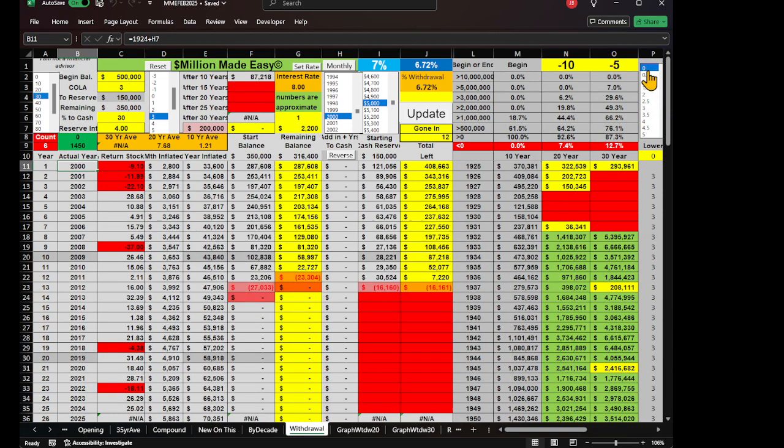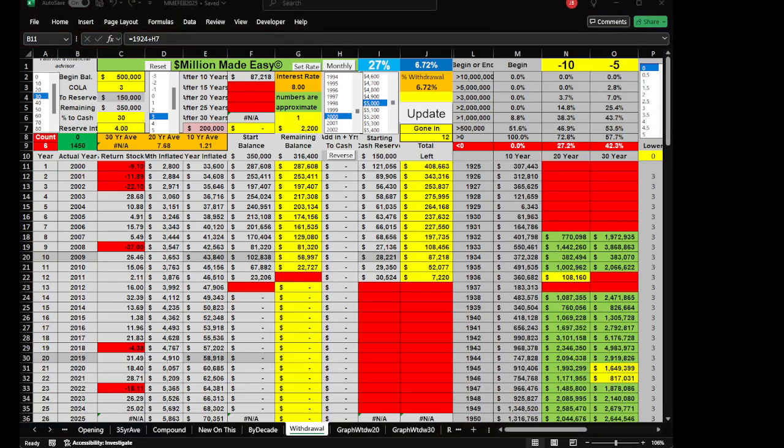Actually, apples to apples, I'm going to go ahead and do that this way, keeping the COLA at. Again, now we see it 27% of the time you'd be running out of money. Let's look at the graph.